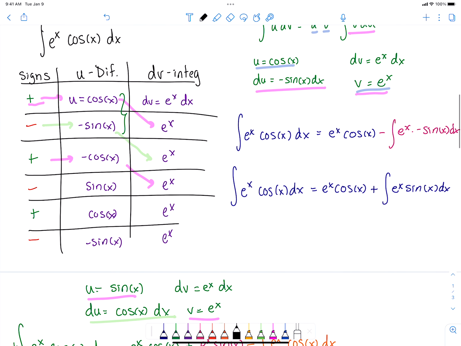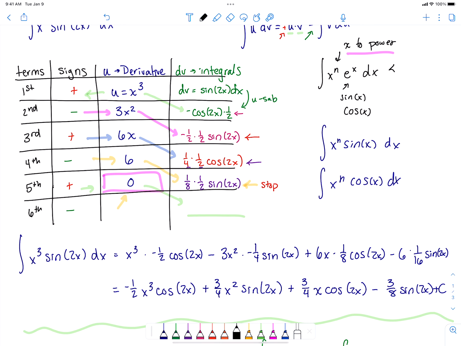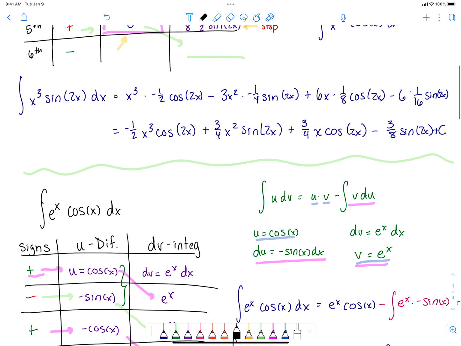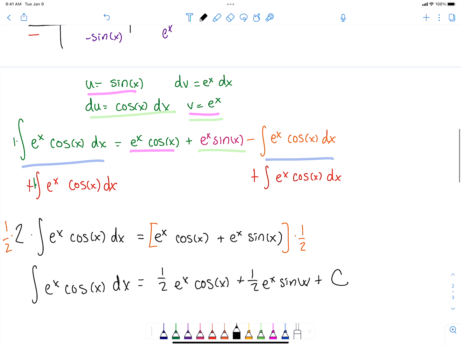So the tabular method, like I said, works really nice for certain problems. These ones, in particular. Sometimes we still just have to use regular old integration by parts to get what we need, particularly on these ones where we kind of get into a circle. We for sure have to use our regular integration by parts there.